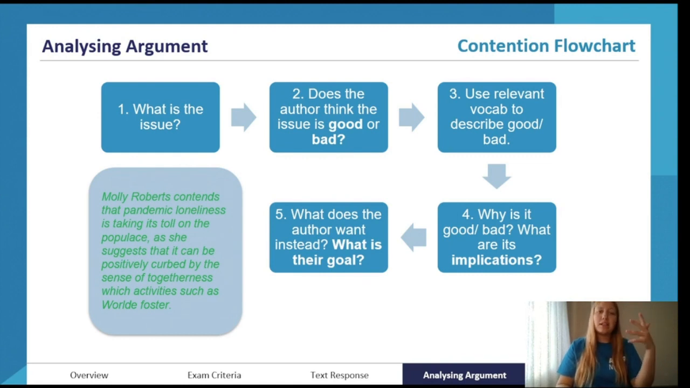So obviously our contention should state what is the issue, does the author think the issue is good or bad, use relevant vocabulary, suggest the implications, so the main reasons why it's bad, and what is the goal of the author. So here we have Molly Roberts contends that pandemic loneliness, which is our issue, is taking its toll on the populace. So this is the main reason why it's bad, the implications. As she suggests, it can be positively curbed by the sense of togetherness which activities such as Wordle foster. So that is their goal, to promote Wordle.